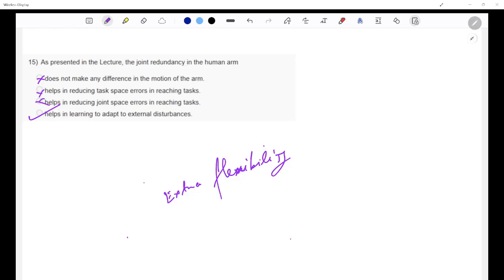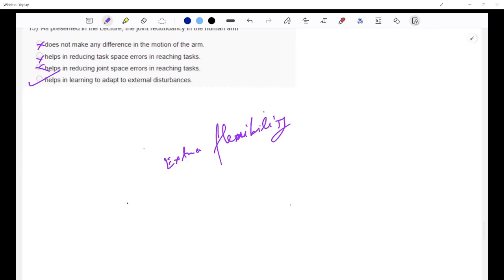So if you are reaching for a cup, let's say, and someone pushes your arm or elbow slightly, even after the disturbance your hand still reaches the cup. Why? Because your arm can configure itself using redundant joints. So it helps in flexibility, adaptability and disturbance rejection. All right. Let's move to the next question.